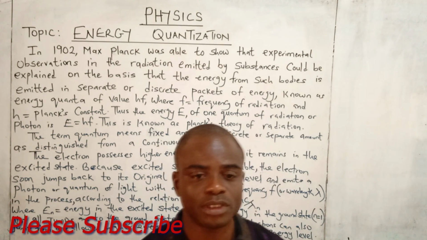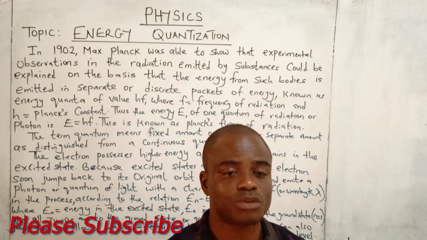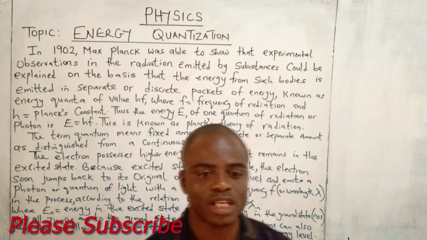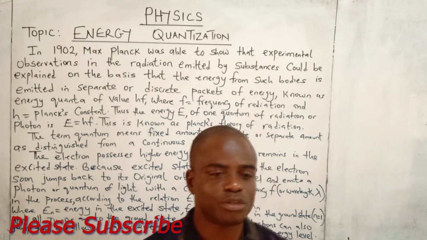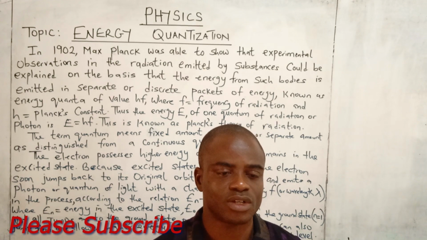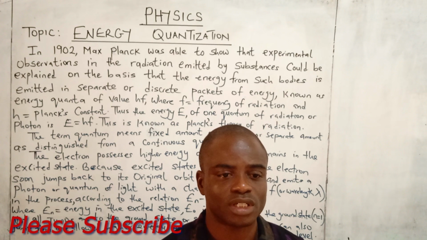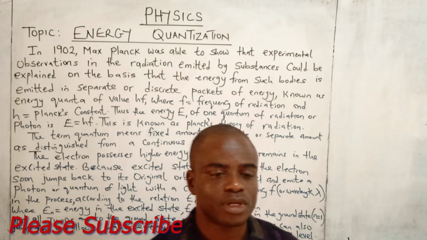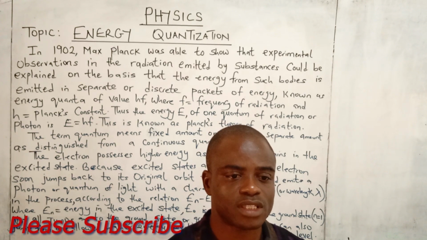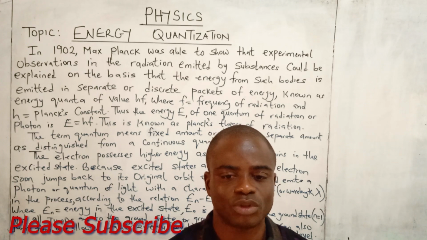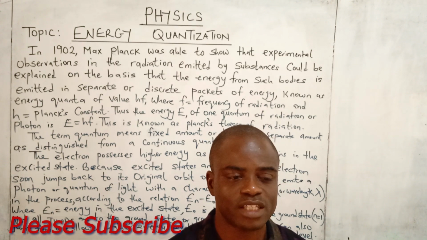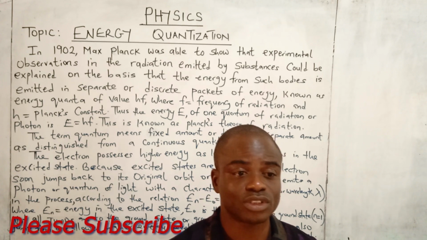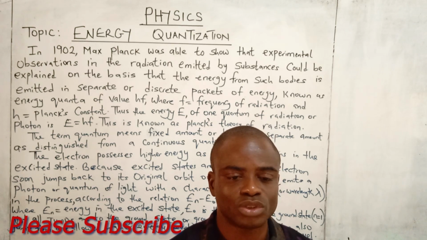The history of a man named Max Planck was able to show experimental observation on the radiation emitted by a substance could be explained on the basis that the energy emitted from the metal surface could be in discrete or separate packets of energy called hf, where h is the Planck constant, while f is the frequency of the emitted electrons. It was also able to tell us that an electron can jump to a higher level when it is excited, and it doesn't remain in the excited state because it's unstable. It can jump to the ground state or to any energy level.